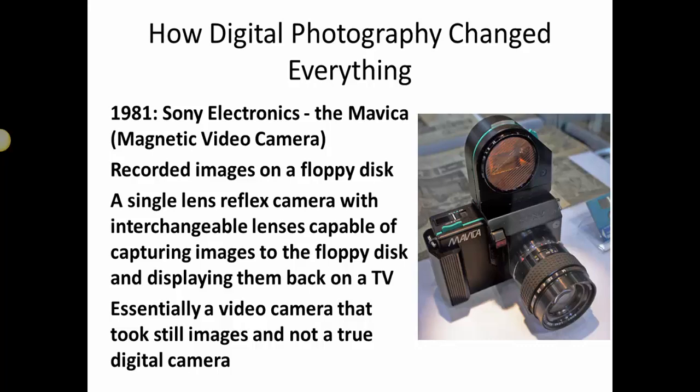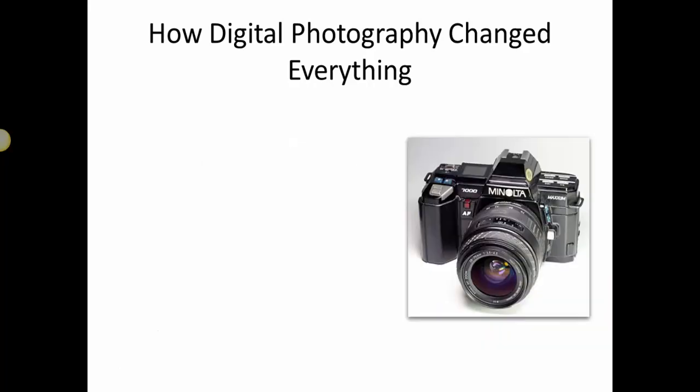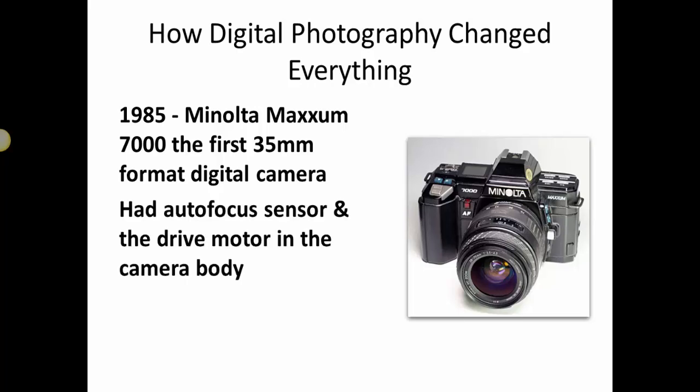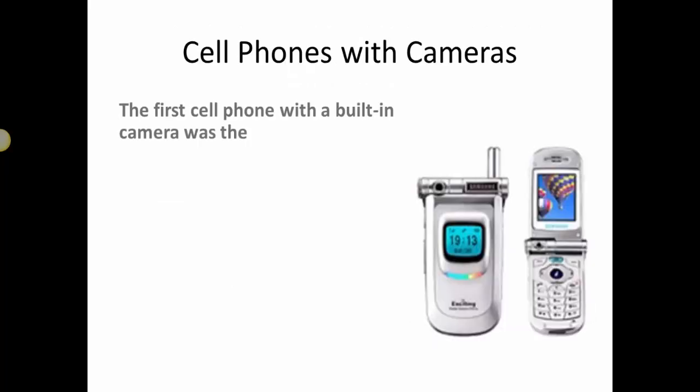So we were still waiting for the first true digital camera, and that really came about a couple years later when Minolta, another Japanese camera company, came up with a 35 millimeter format digital camera. And this had the look and feel of a 35 millimeter SLR camera, had an autofocus sensor, and the motor that was in it advanced the image.